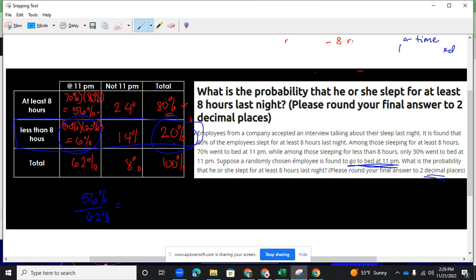So really, in a conditional probability, just make sure you know which one is the condition. In this case, going to bed, that will be your denominator. Okay, and then what's the next category that they're talking about? In this case, at least 8 hours. Then that would be your numerator. All right. I hope this helps.